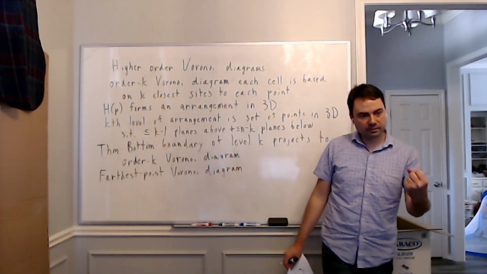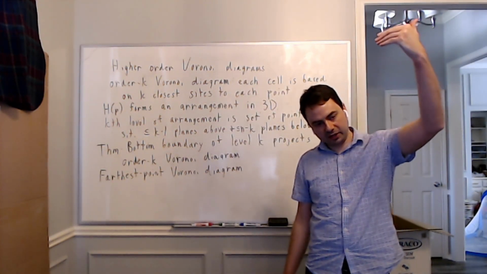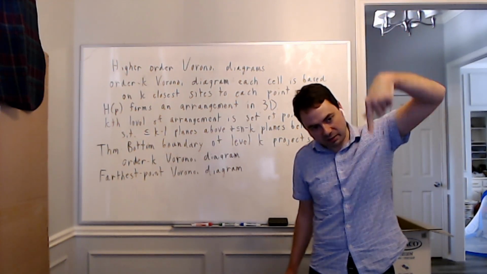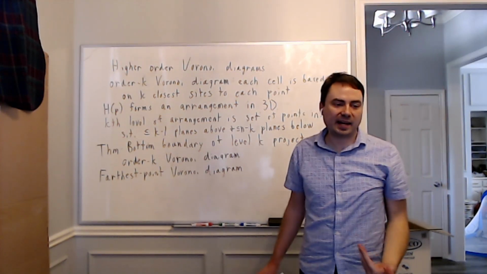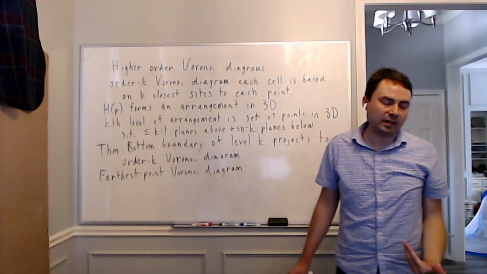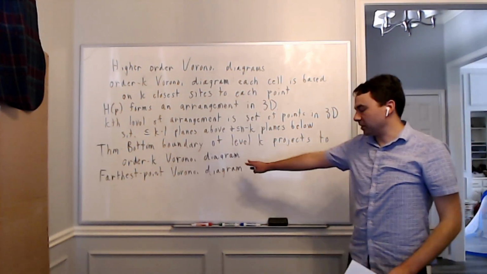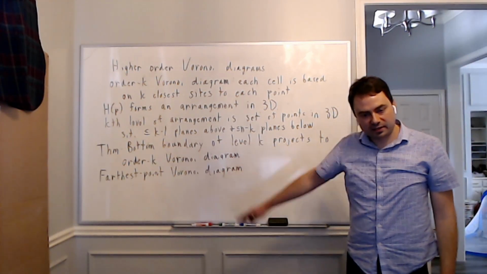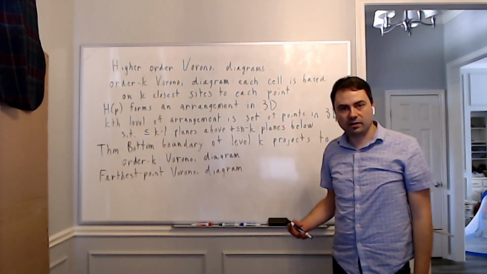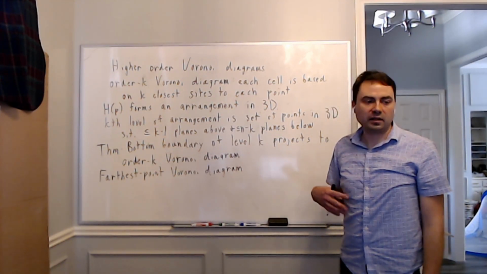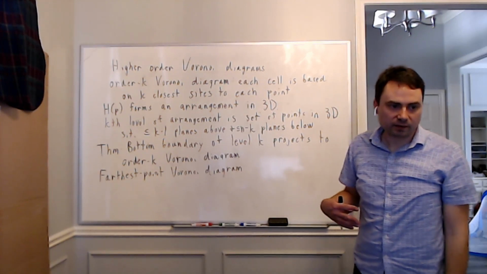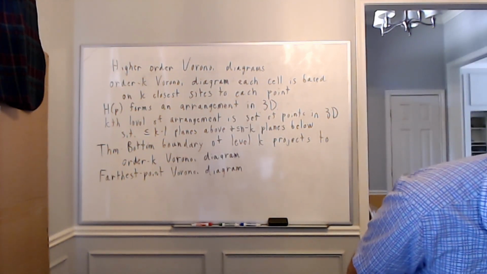Well, if I take a point Q and I look at its lift and I want to know the farthest site, then I would shoot a ray straight down and I'd look at the last hyperplane I intersect. Which means the farthest point Voronoi diagram is actually a projection of the lower envelope for all these tangent planes.